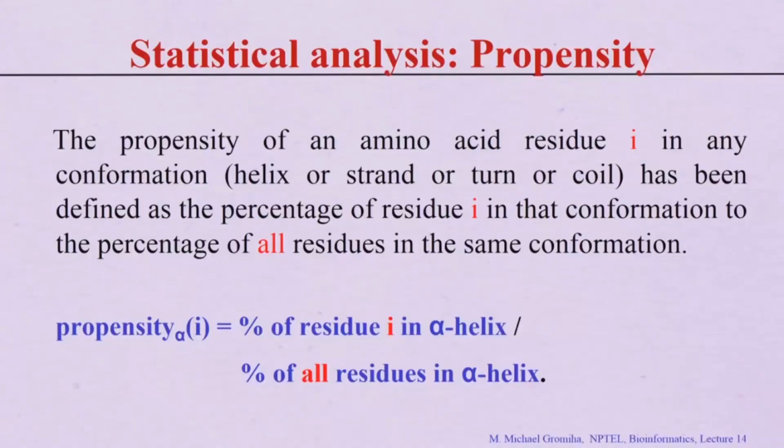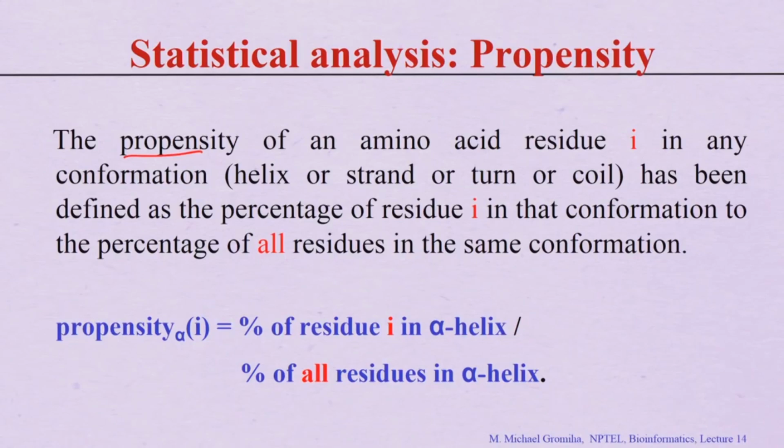Then we will discuss the statistical methods. For the statistical methods, first we need the preference of residues in any secondary structure, either in a helix or in a strand. How do we calculate the propensity? What is the meaning of propensity?